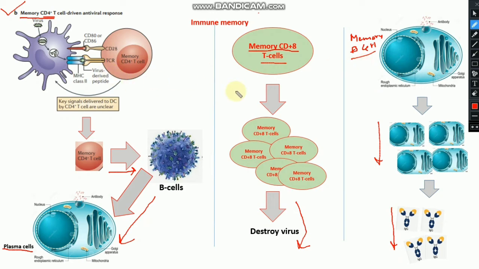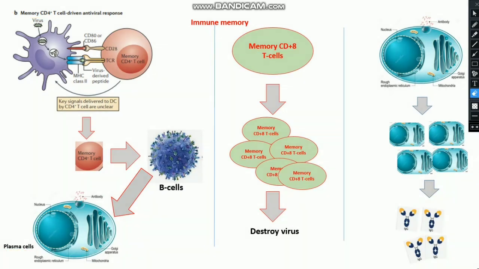So all these memory cells are very much trained and very much specific to destroy that specific kind of pathogen. They can destroy the specific pathogens, as well as produce the specific antibody that can destroy those selective pathogens. All right, so their jobs are very much specific.